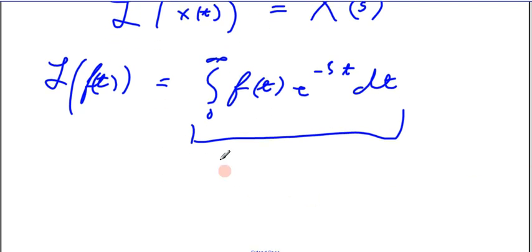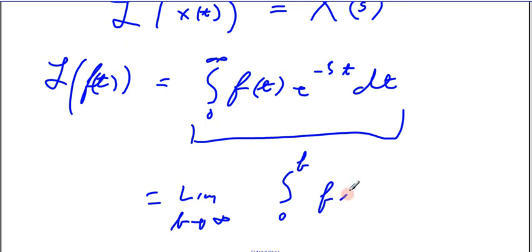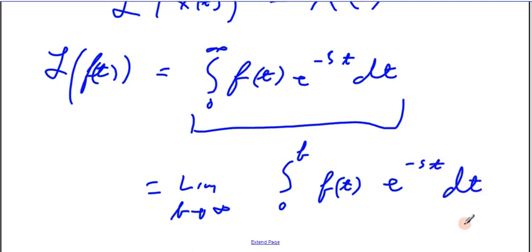Okay, well, we can't take an integral from 0 to infinity, we know that, but we can do the limit as b goes to infinity of the integral from 0 to b of f of t e to the minus st. So we take the improper integral, turn it into something that we can deal with, and solve it that way. Okay, so that's our plan.